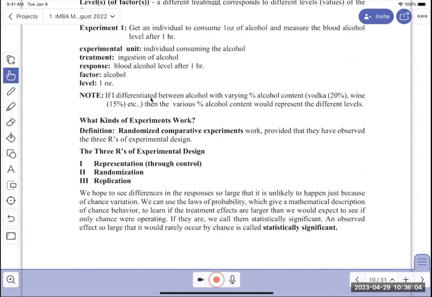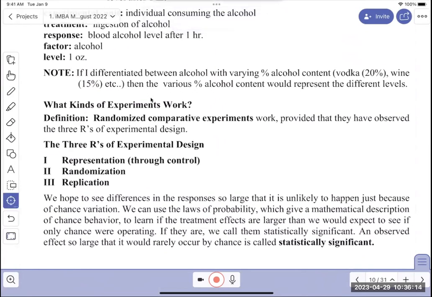All right, so what kind of experiments work? There are 3 R's to experimental design: representation or control. To force it to be an R, I had to make the word representation rather than control. Randomization and replication. What we hope to see is a difference that's not just due to chance variation, right? So if there's a difference and we can label it as statistically significant, and like I said, by the end of the course, we'll have some of the tools to do that.